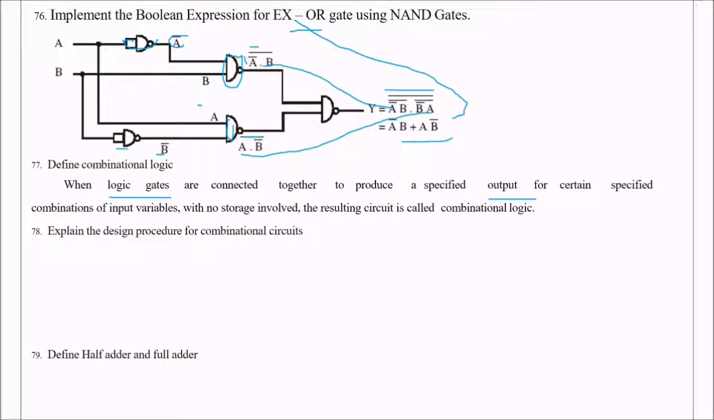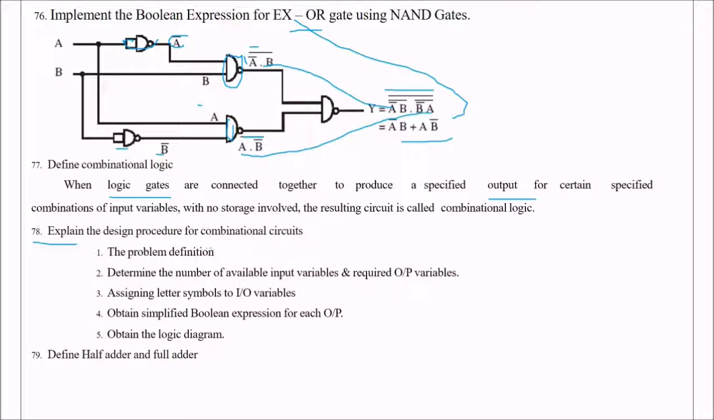Now next is explain the design procedure for combinatorial circuits. Design procedure: first of all, we define the problem, that is the problem definition is done. Then we determine the number of available input variables and required output variables. Then we assign letter symbols to these input and output variables, and then we obtain the simplified Boolean expression for each output, and we obtain the logic diagram.